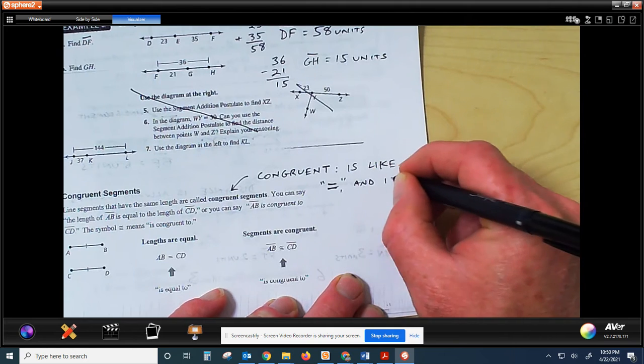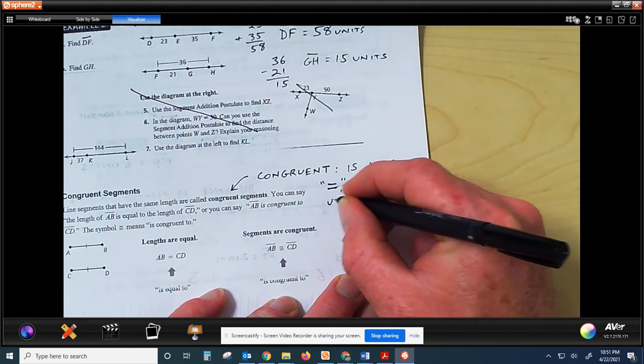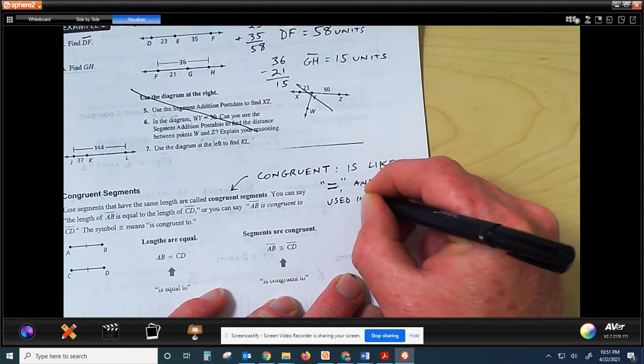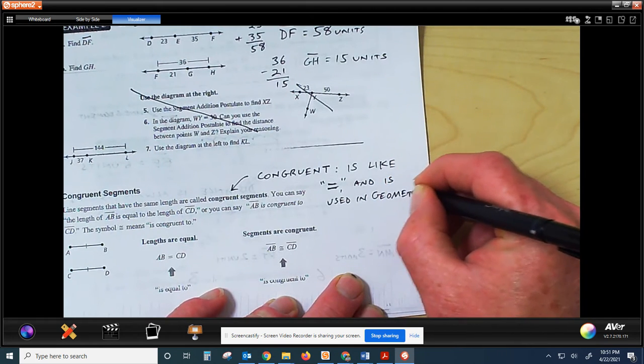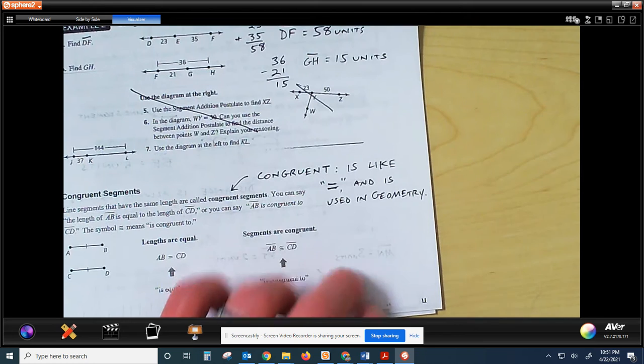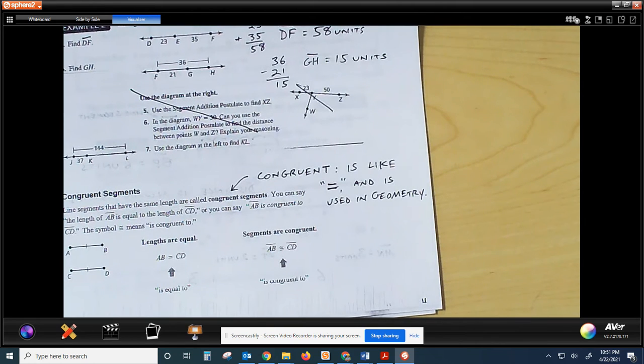And it is used in geometry. Honestly, I'm ignorant whether you guys have used this term in the past, but it's all over the place in geometry. Congruent triangles have the same dimensions. Congruent cubes is like a pair of dice. They look exactly the same. Congruent line segments have the same length.